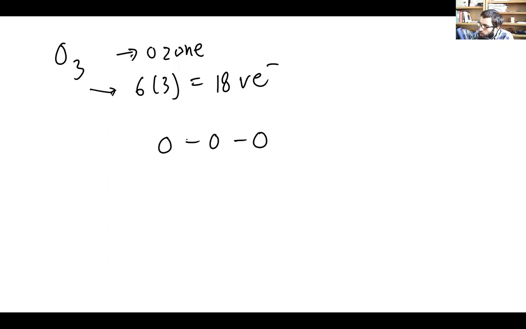So we've used 2, 4. We've used 4 of them. We have 14. So 6, 8, 10, 12, 14, 16, 18. That's how that would work.